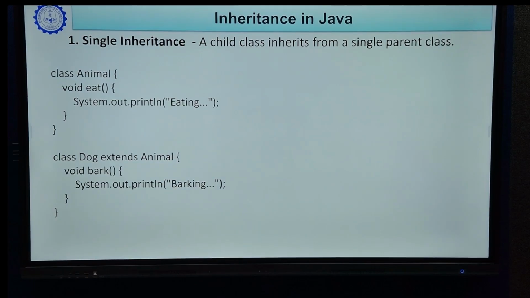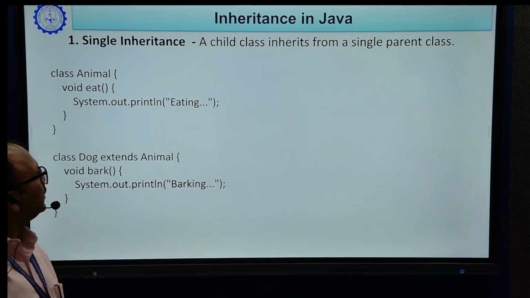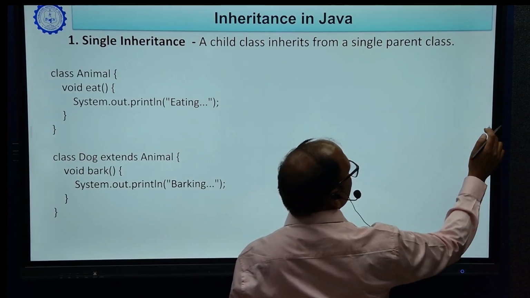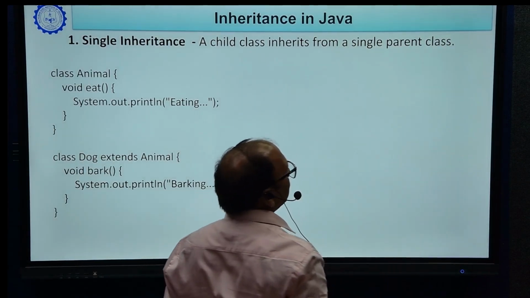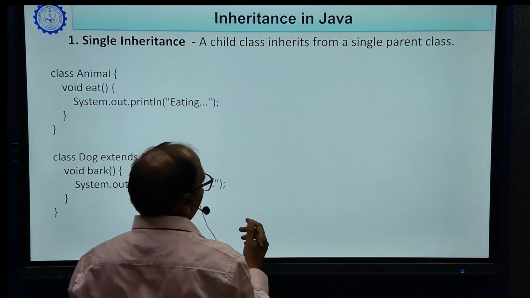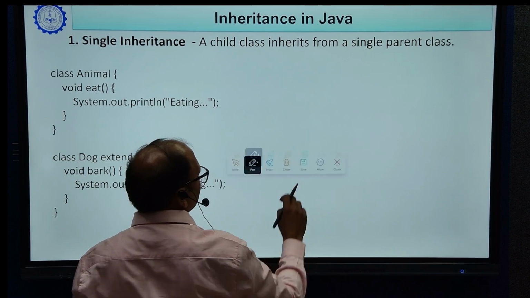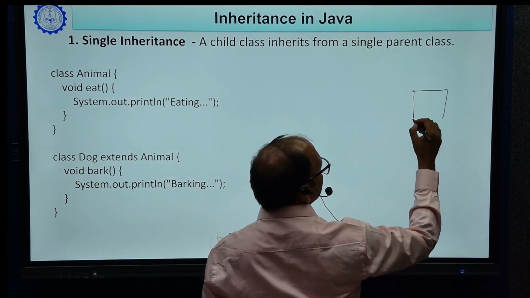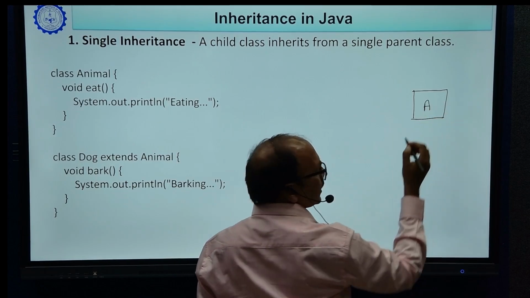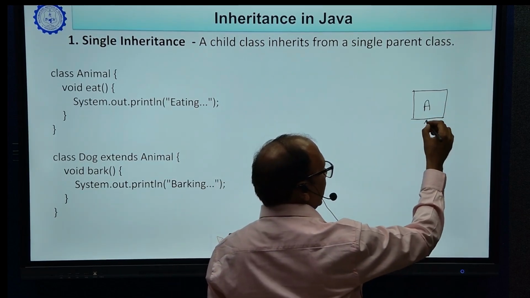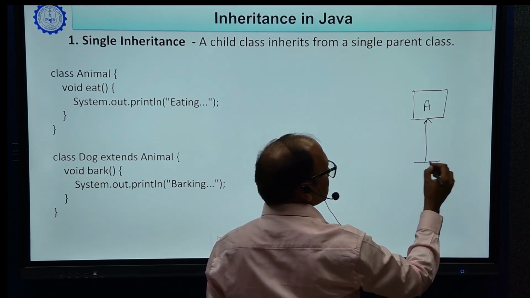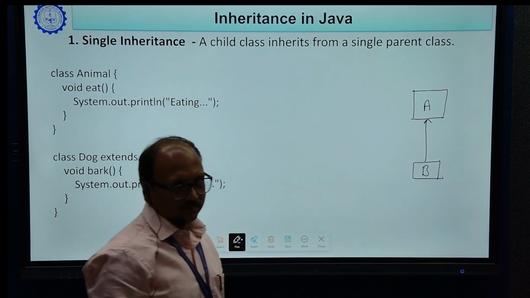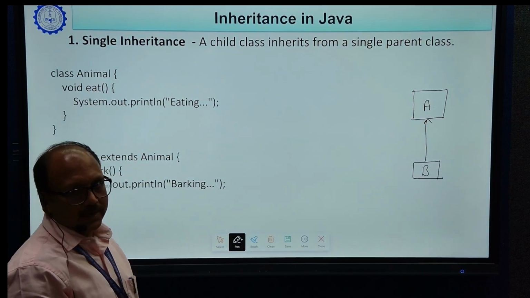Now let us come to single inheritance. What is single inheritance? In single inheritance, there is a single class, and this class is derived by another class. So class A is there, and this class A is inherited by class B. So a single parent and a single child, right? So this is single inheritance.